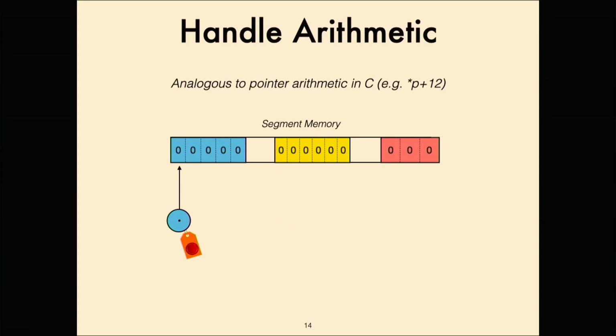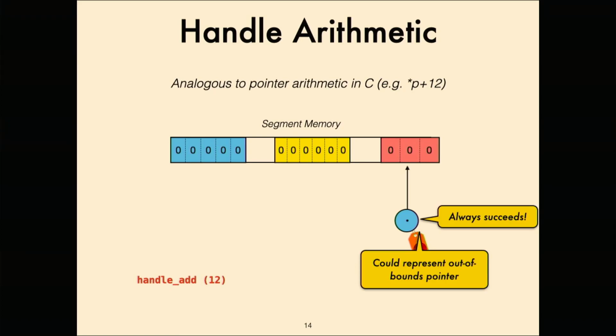Okay, great. So now we have a handle pointing to the base of the segment. We want to move it around so that we can do some pointer arithmetic. The handle-add instruction, which takes an integer offset, moves the handle in either direction. Here I'm moving the handle by 12, and so it moves the handle beyond its segment. Notice that the segment the handle is now pointing to has a different color, pink or orange, some shade of red, compared with blue. The point to note here is that this is always a legal operation. It always succeeds, and this could represent an out-of-bounds pointer.